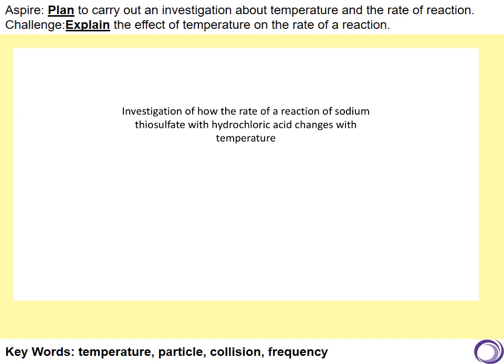Practical 3. Investigation of how the rate of a reaction changes with temperature. In this experiment, we will investigate how the rate of a reaction of sodium thiosulfate with hydrochloric acid changes with temperature. Firstly, we will have a look at the theory behind the experiment. I will then run through a demonstration of the method.